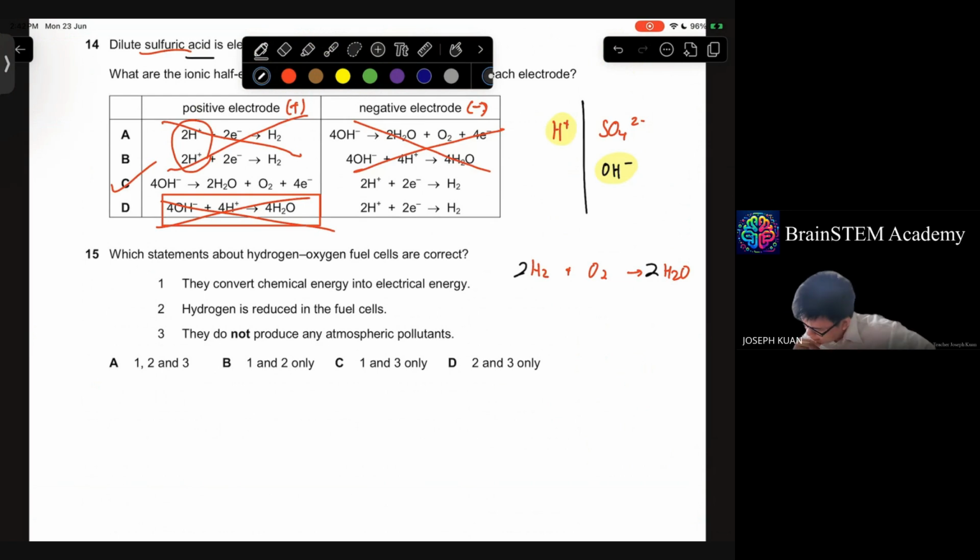Now, from the equation here, if you look at the oxidation number, hydrogen gas being a molecule should have an oxidation number of 0. And in water, hydrogen will have an oxidation number of +1. And oxide has an oxidation number of -2. So here we can see that hydrogen is getting oxidized instead of reduced.